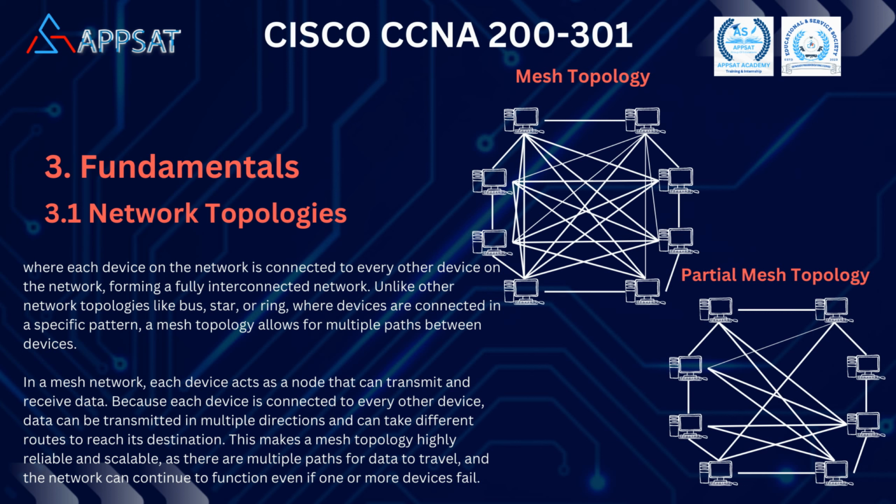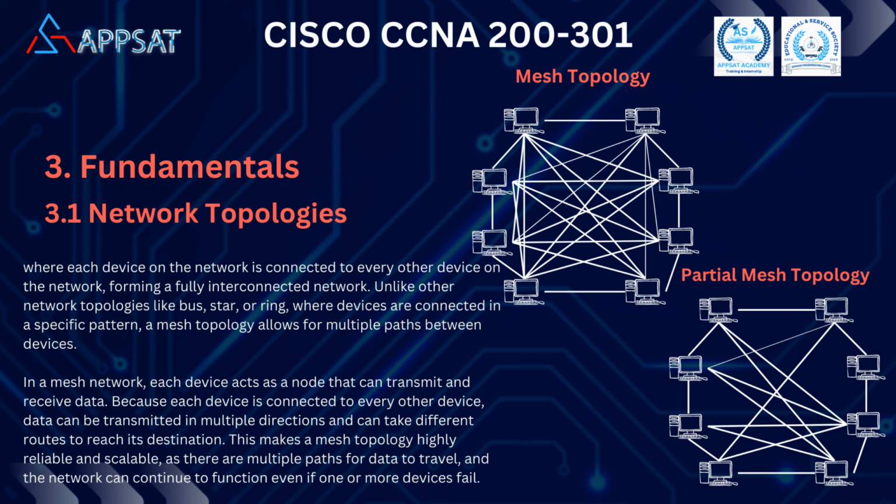Mesh networks can be implemented in two ways: full mesh and partial mesh. In a full mesh network, each device is connected to every other device, whereas in a partial mesh network, some devices are only connected to a subset of the network. Partial mesh networks can reduce the number of connections required, making them more cost-effective, but can also reduce the network's redundancy and fault tolerance.